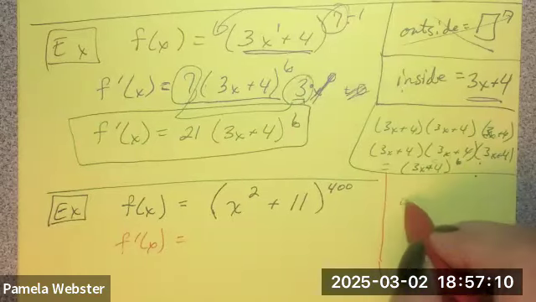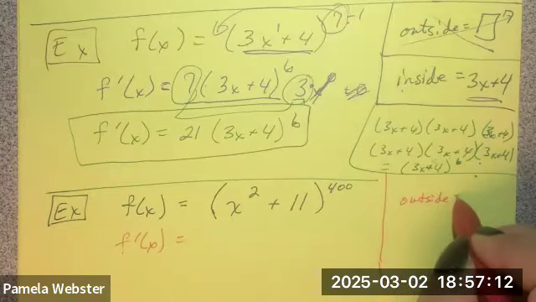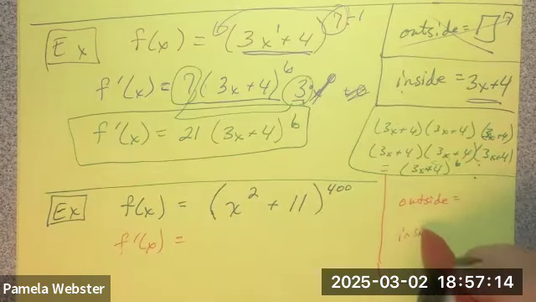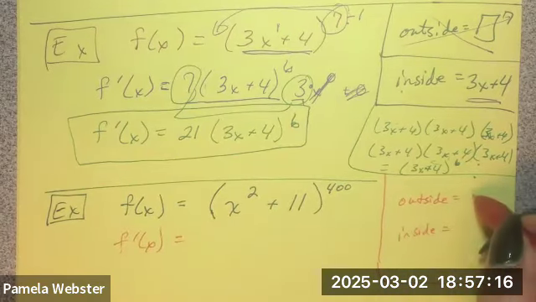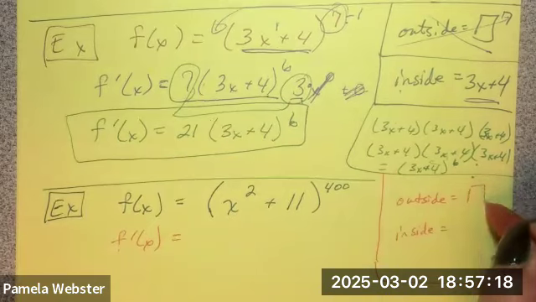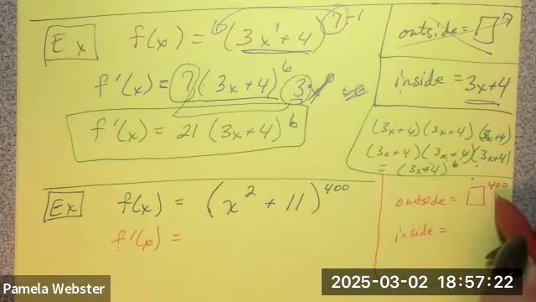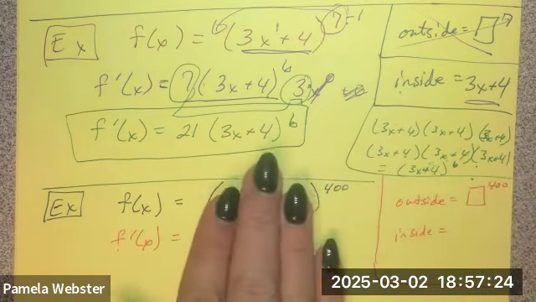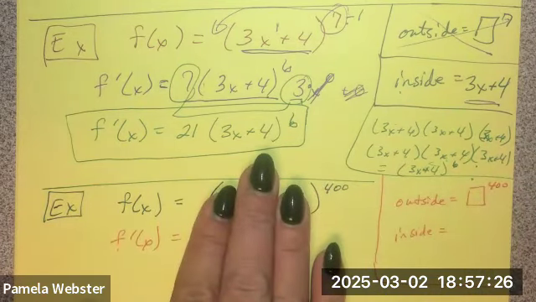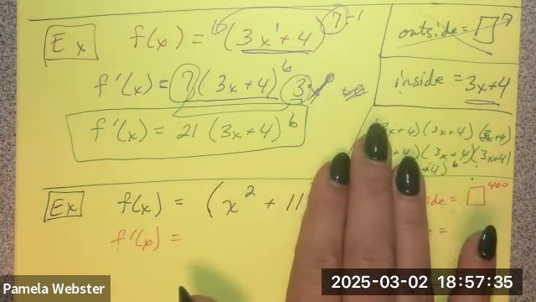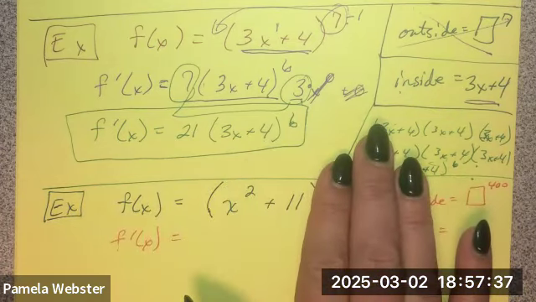Do you see the outside function? Do you see the inside function? What do you think the outside function is? I think it's something being raised to the 400 power, right? Ignore the stuff inside the parentheses. Something being raised to the 400th power. And then if you ignore the 400, what's the inside function?